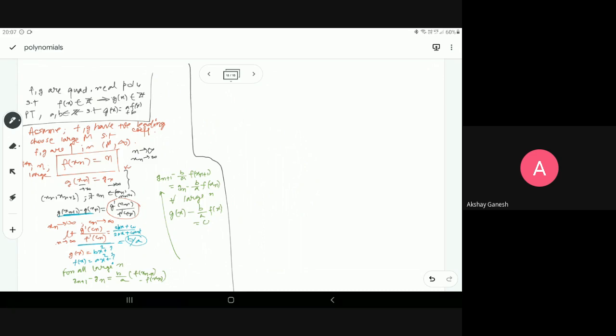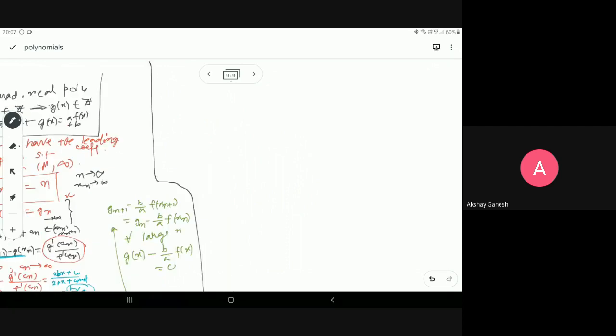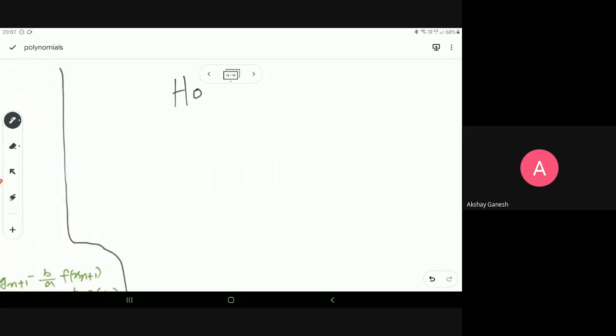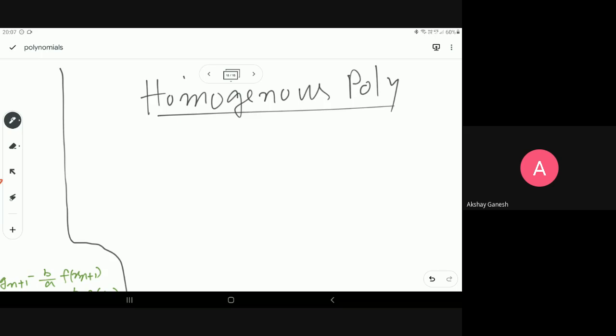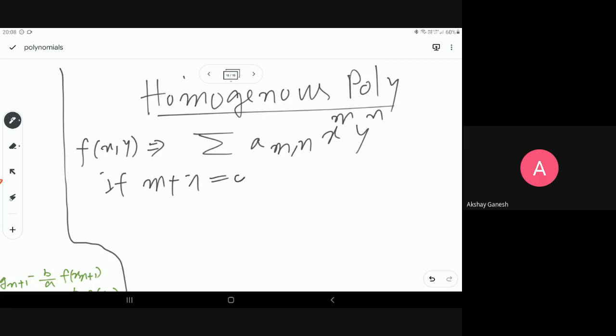Okay, if there aren't any more questions, I'll just move on to the next part, which is two variable or multivariable polynomials. The main thing I want to cover in two variable polynomials is homogeneity. So what is a homogeneous polynomial? Let's just do it in two variables for now. It's of the form a of m comma n, where a is a coefficient, times x to the m y to the n, right? If m plus n is always constant, then it's called homogeneous.